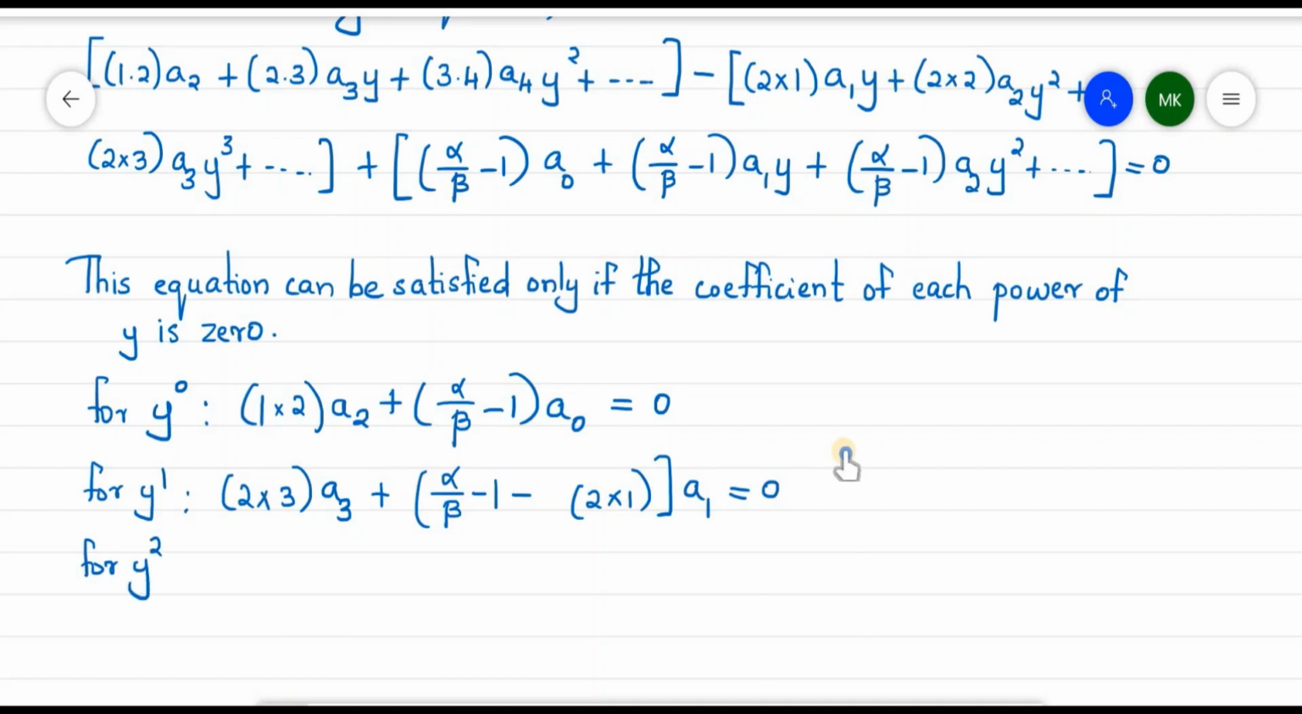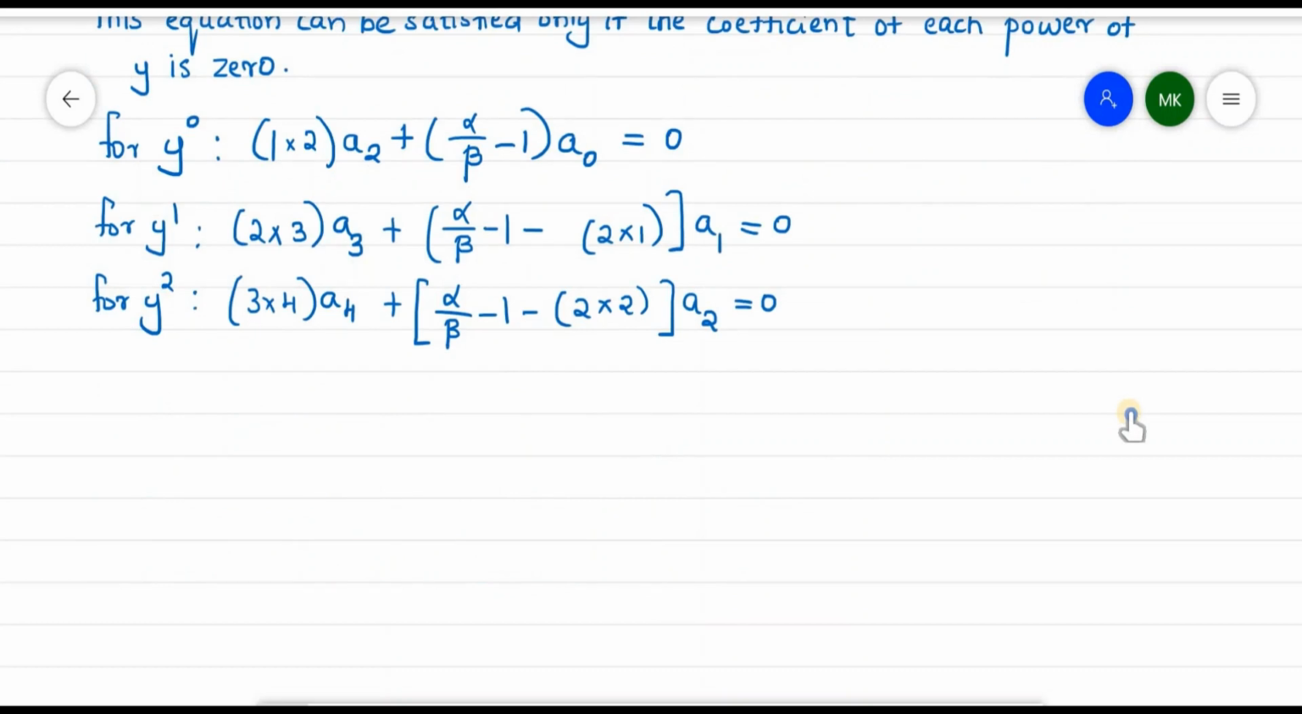Similarly for y raised to 2, picking out the coefficients of y square, we have 3 into 4 into a4 plus alpha by beta minus 1 minus 2 into 2 into a2 equals 0. So for y raised to 1, we have 2 into 3 a3 plus alpha by beta minus 1 minus 2 into 1 into a1. For y square, 3 into 4 a4 plus alpha by beta minus 1 minus 2 into 2 a2. So for y raised to 3, it will be like 4 into 5 into a5 plus alpha by beta minus 1 minus 2 into 3 into a3 equals 0.